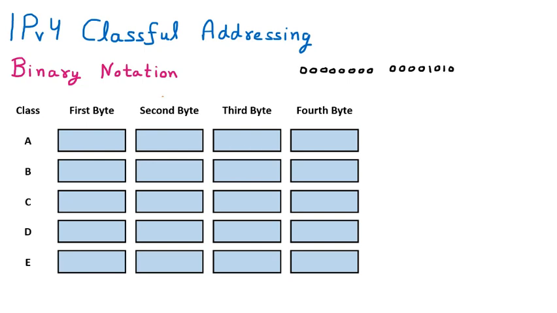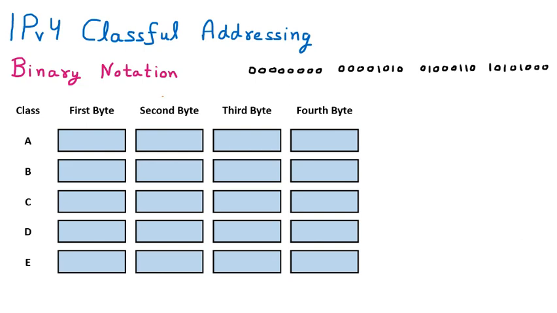Now talking about the third byte, that is 01001010. One more byte which we are taking is 10101000. So these are the 4 bytes of the IP address, or we can say that it is a 32-bit IP address where 8 bits belong to each byte. So this is the binary notation of the IP address.